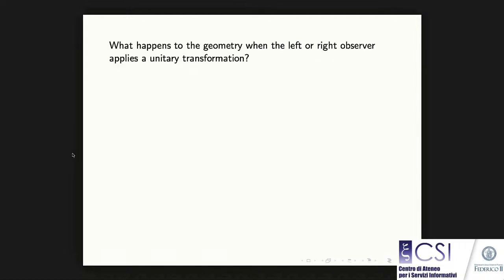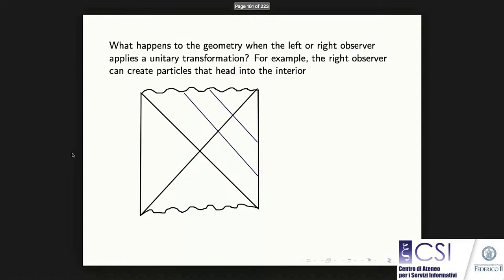What happens to the geometry when the left or right observer applies a unitary transformation? Well, for example, the right observer can create particles that head into the interior. Of course, they might be massive particles, but I've drawn massless particles that head into the interior at the speed of light, meaning at a pi/4 angle from the vertical in this picture.